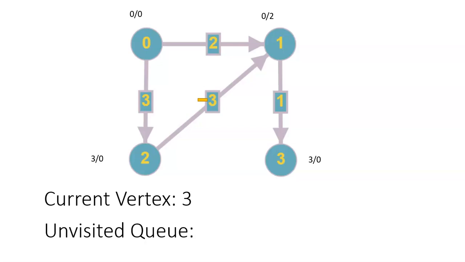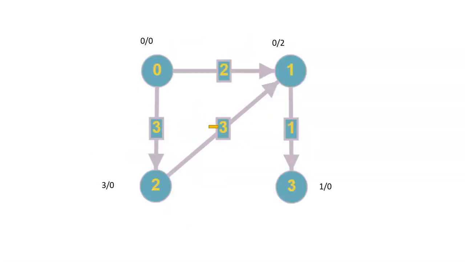And this is why Bellman-Ford's algorithm goes n vertices minus 1 times. Eventually, we're going to have a graph like this, where after the second iteration, vertex 3 would have the correct distance of 1. And for the other iterations, no other changes would be made.